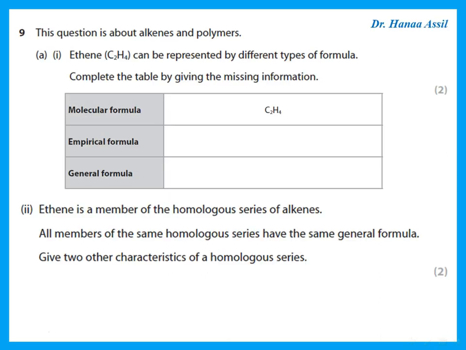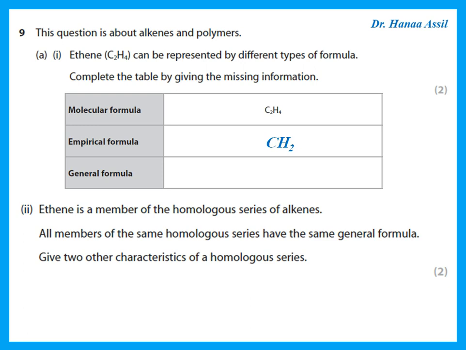This question is about alkenes and polymers. Ethene, C2H4, can be represented by different types of formula. What do we mean by empirical formula? You should remember that empirical formula means the formula showing the simplest ratios. So instead of C2H4, what is the simplest ratio between the carbon and the hydrogen? If I divide through by 2, then the empirical formula is CH2.